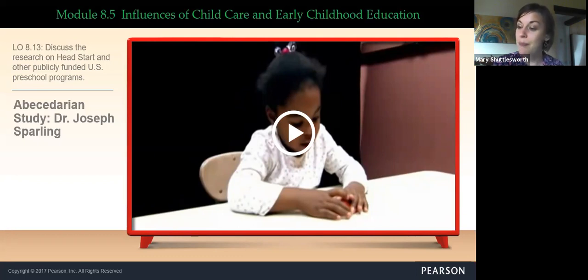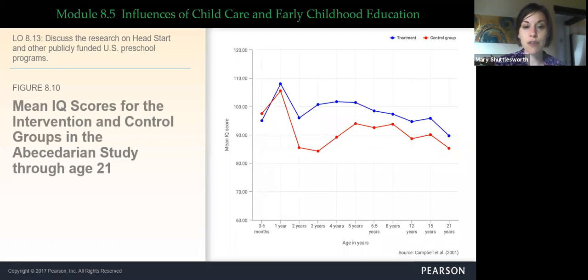As a result, the children who participated in the study showed, as you see here in our research, that the IQ scores from the treatment group, the kids who participated in the Abecedarian study, compared to the control group, the kids who did not participate, show big gains in their overall average IQ score, especially at 1 year, and those gains stayed fairly consistent even through adulthood.